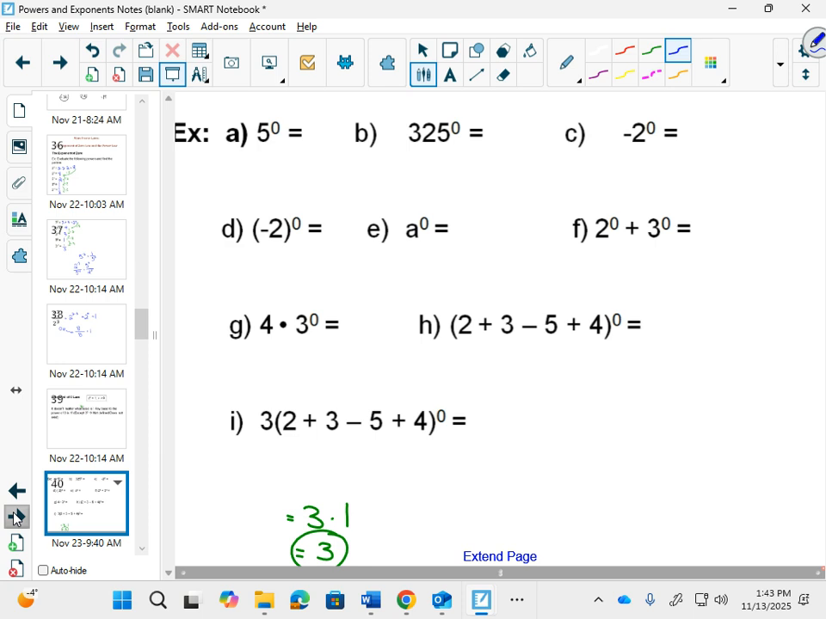So let's do some work. What do you think 5 to the 0 is? 1. What do you think 325 to the 0 is? 1. Oh, you guys are good. This next one's tricky. What do you think the next one is?